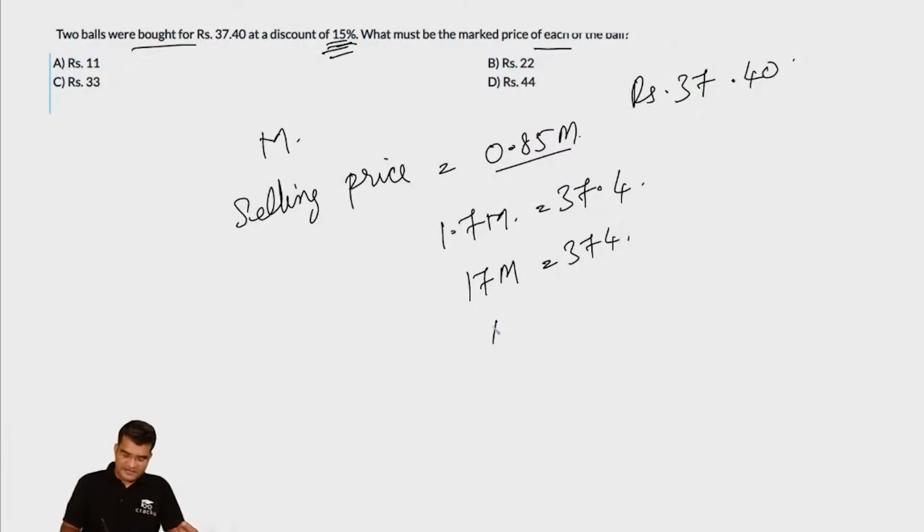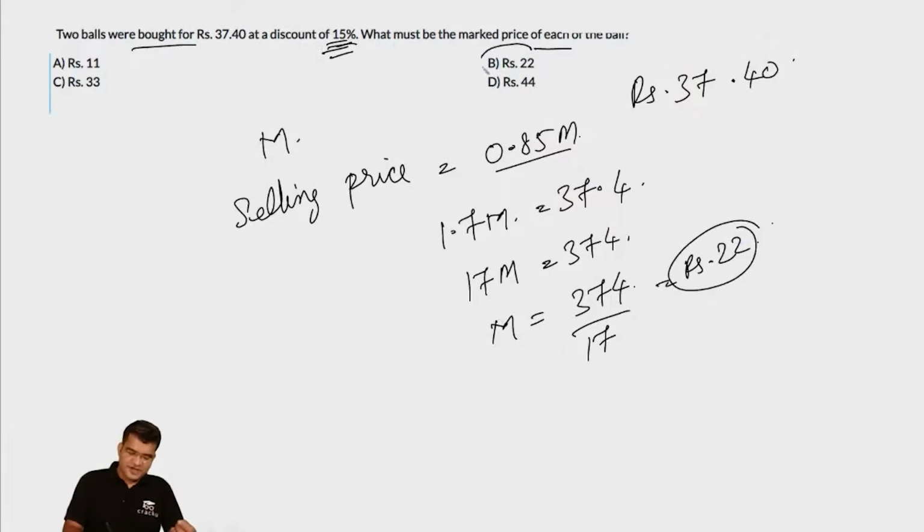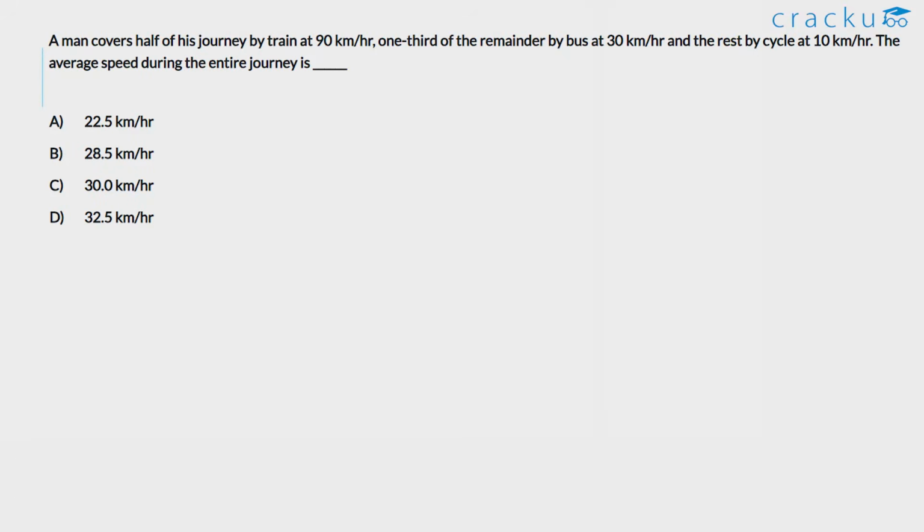We are required to calculate the value of M. This is equal to 374 divided by 17, which is equal to 22. So the original mark price of a single ball is 22 rupees. After giving a discount, when you are selling 2 of the balls, you can sell them for 37 rupees and 40 paise.